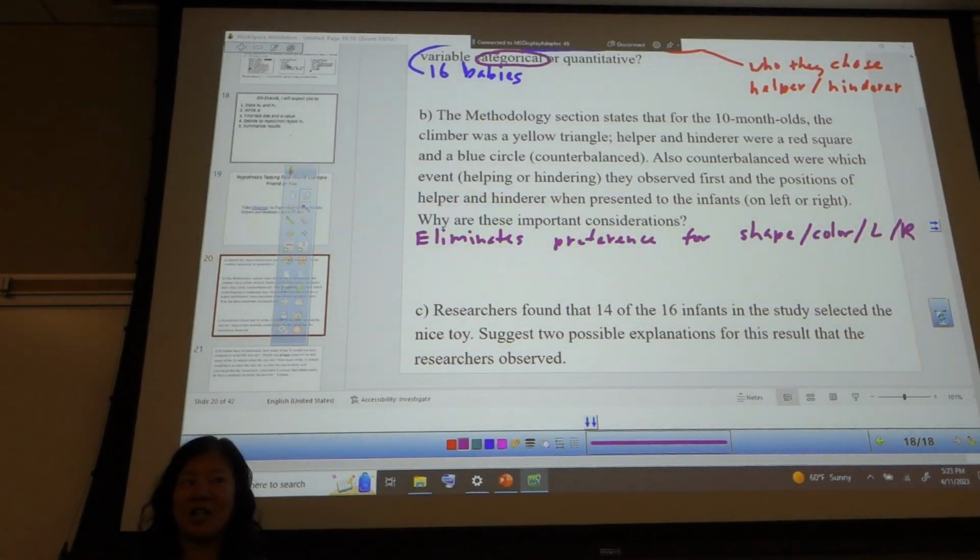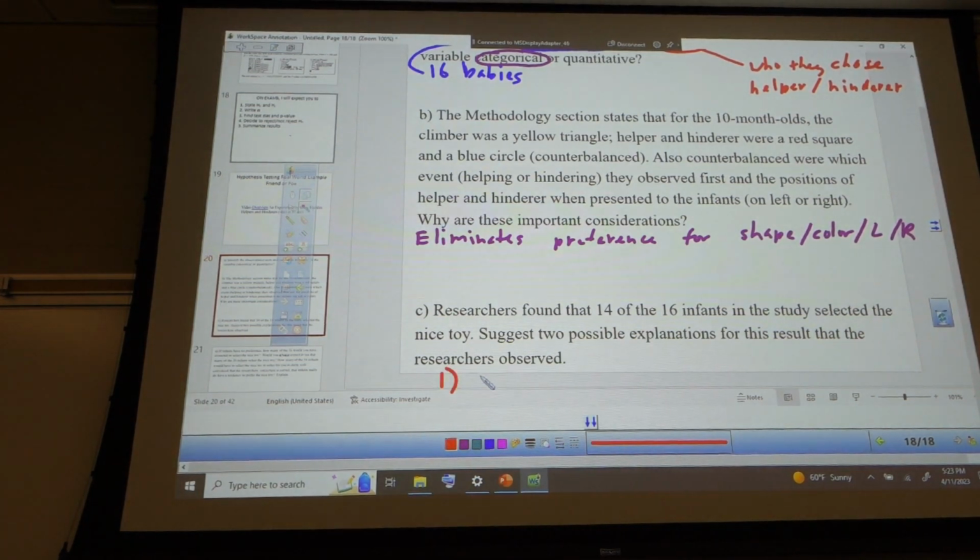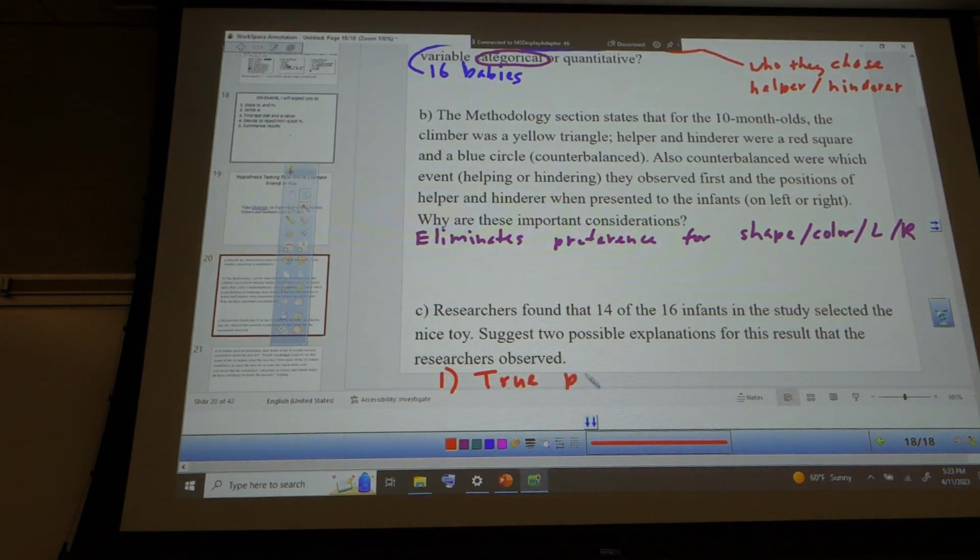Does that make sense for folks? It could just be random. So those are the two possibilities. Either one: number one, there is a true preference for the nice toy, or it could just be random chance. Does that make sense for folks? Or people? Okay, good.